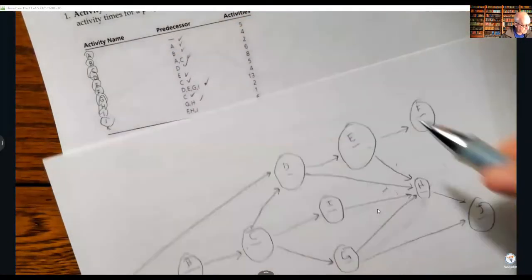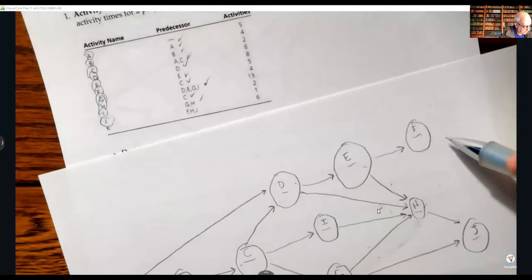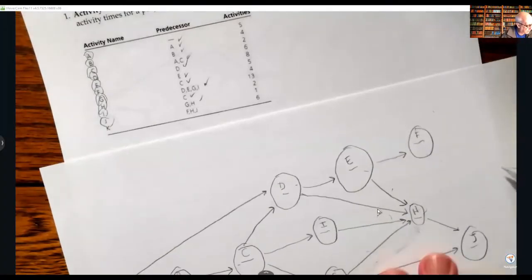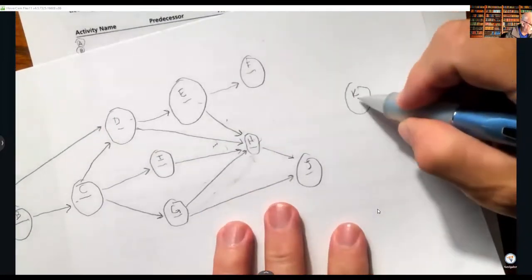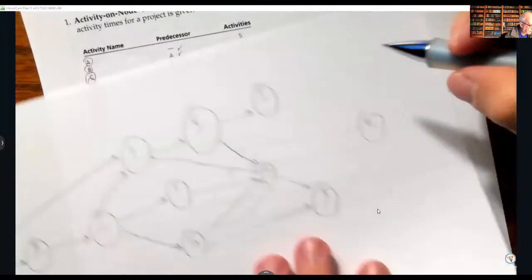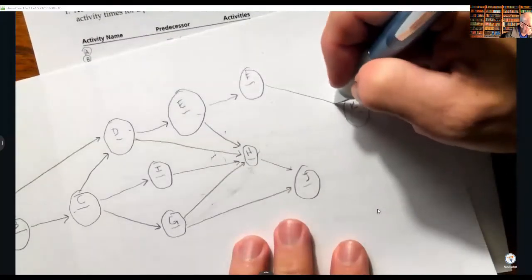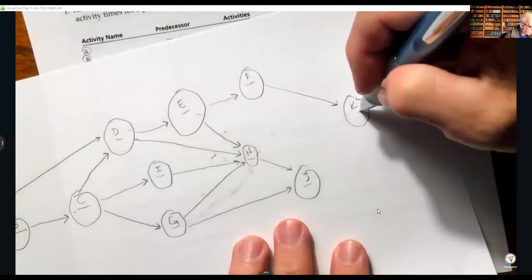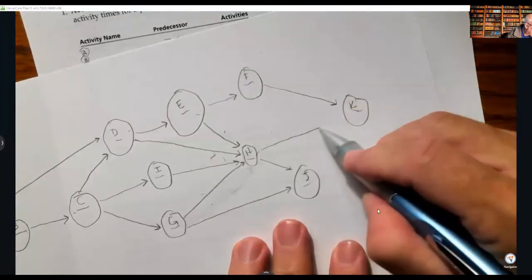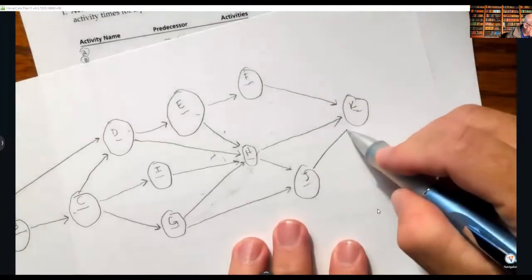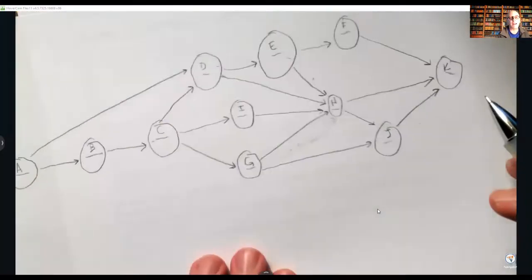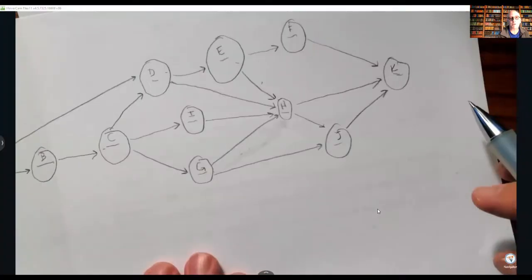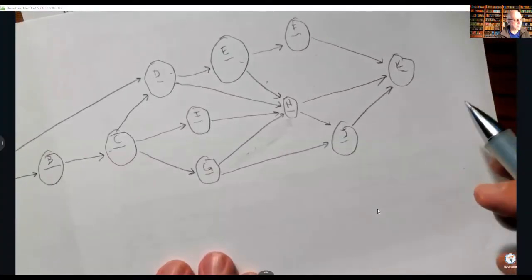And K comes from F, H, and J. So K comes from F, H, and J. And so there I have my network diagram, and it looks like it's pretty tidy. I know it's kind of long at the beginning, a little bit scrunched to the back. And so now I've got my network diagram.